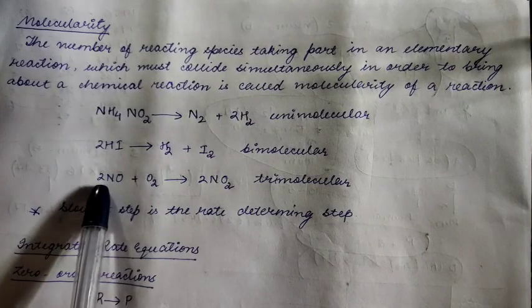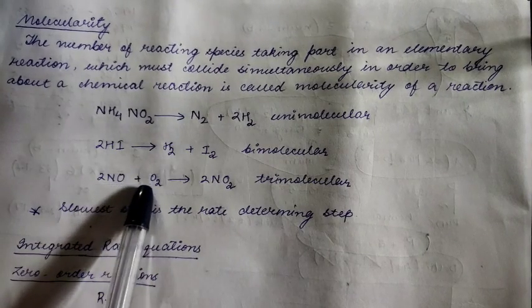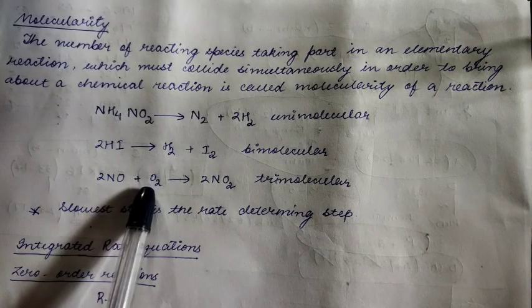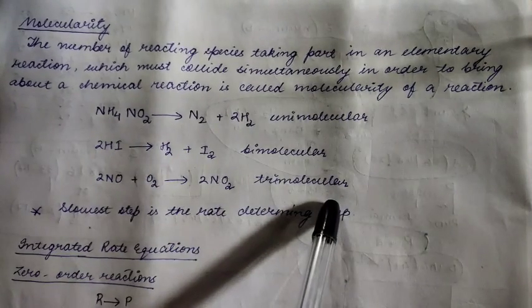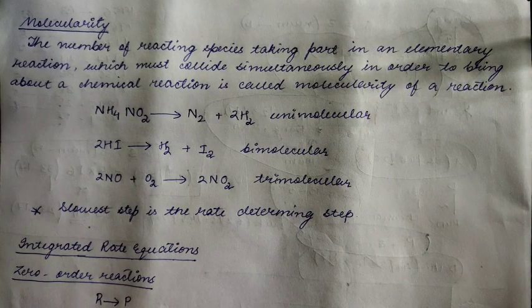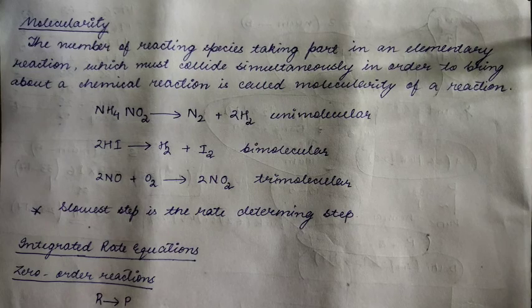Next, you count 2 NO plus 1 O2, so in total 3 molecules are involved, 3 reactants are there, so it is trimolecular. Next, when we go beyond trimolecular, that is more than 3 molecules, it is very difficult for the molecules to collide with each other, because the probability is lessened now. Hence, beyond 3 reactants, what happens?